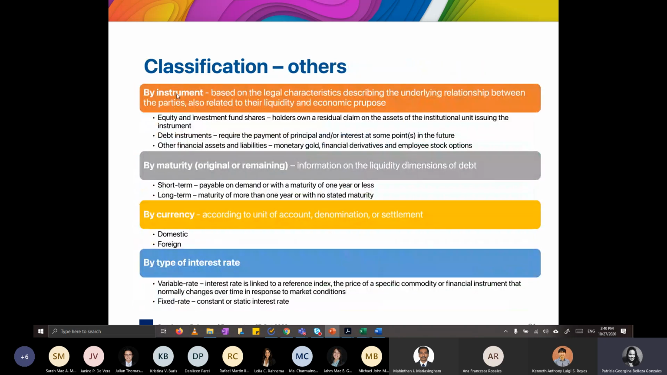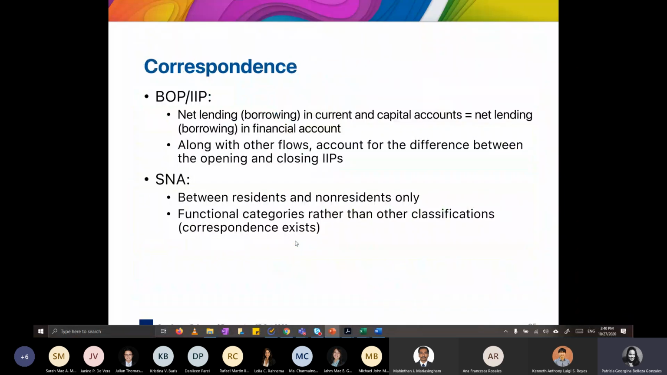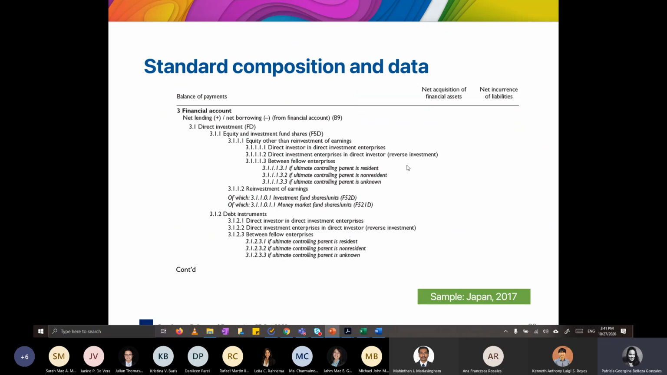If you're familiar, in the external debt statistics, you can also see this by maturity, kind of, for debt items. So it's more of these classifications rather than the functional classifications. But again, a direct correspondence between these categories and the financial instruments exists. It's in the BPM manual. There's a table explaining the correspondence, but I'm not going to show that here.